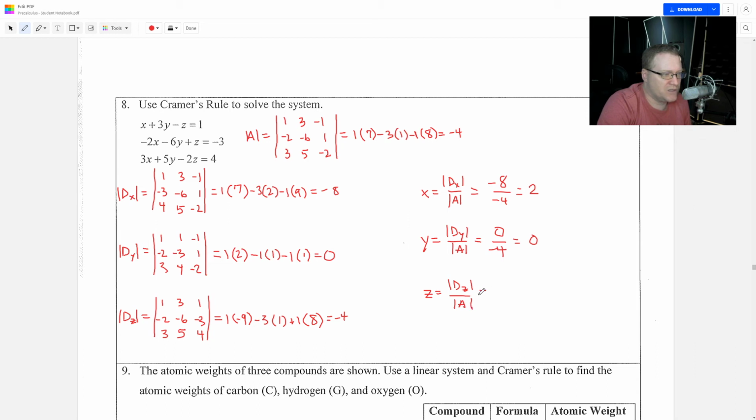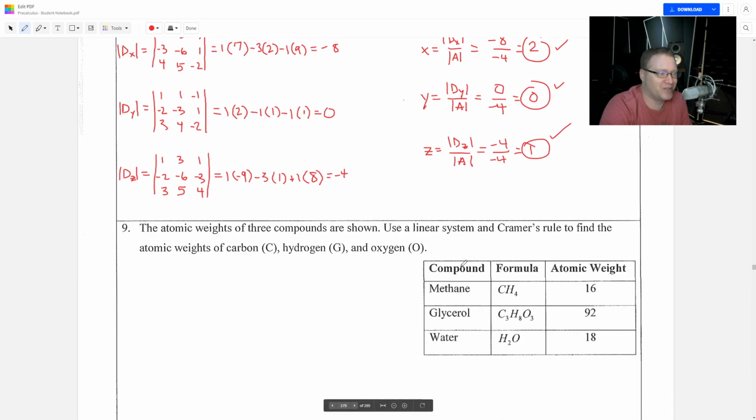Well, the determinant of Dz is negative 4. The determinant of A is negative 4. So that just equals 1. So our final answer is that x equals 2, y equals 0, and z equals 1. All right, let me make sure. 2, 0, 1. Yep, that's correct. And we are done. All right, so that's how you do this. It's a little bit long, takes a little time, but it can be done.